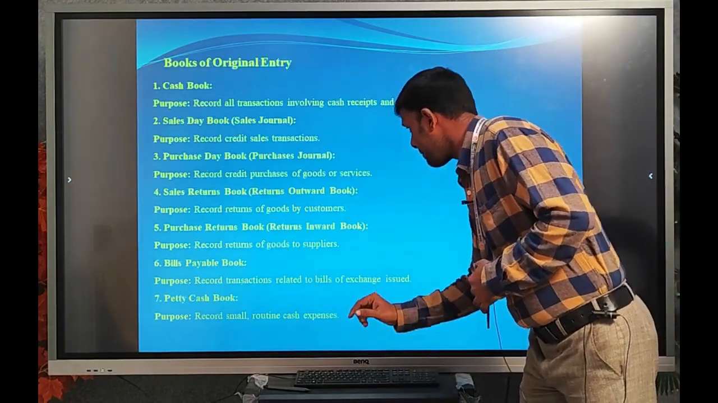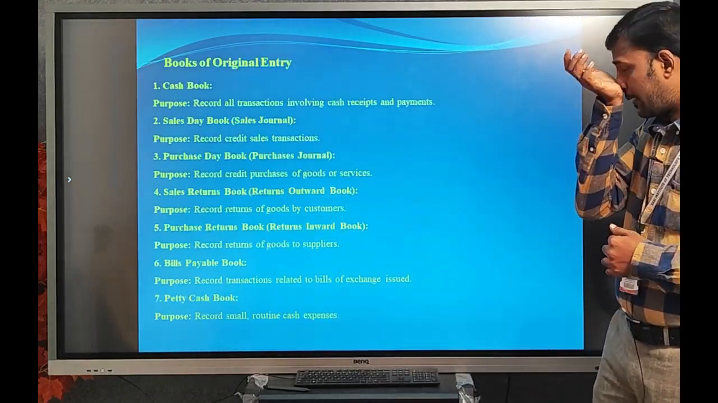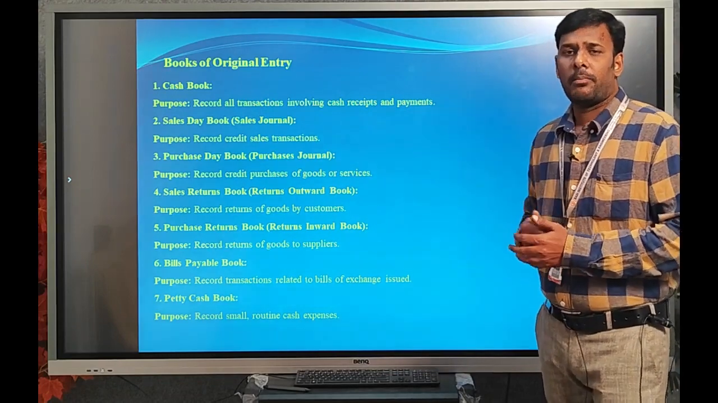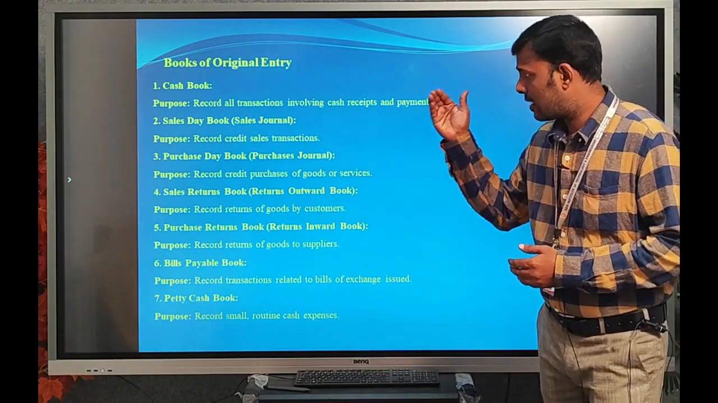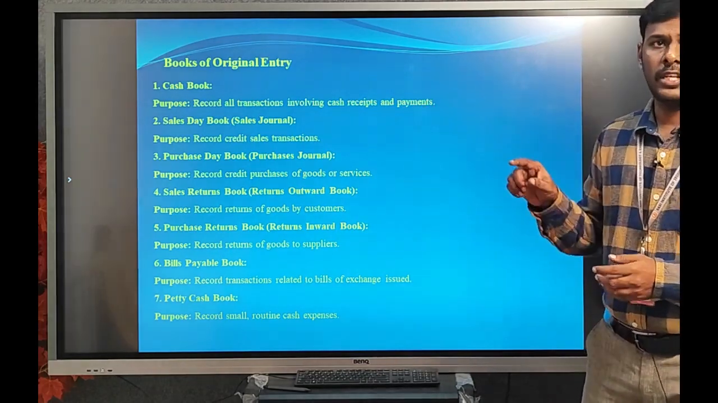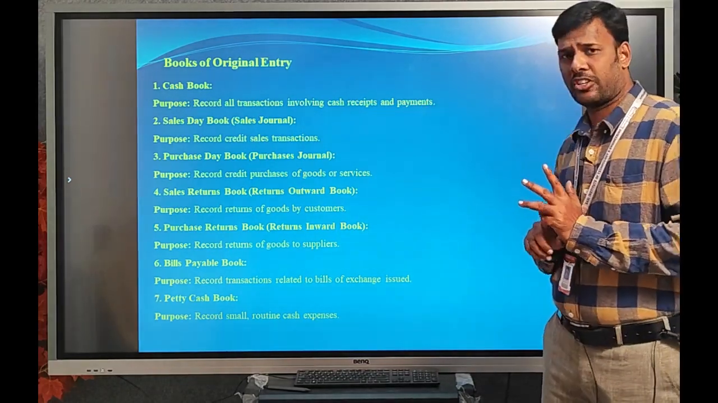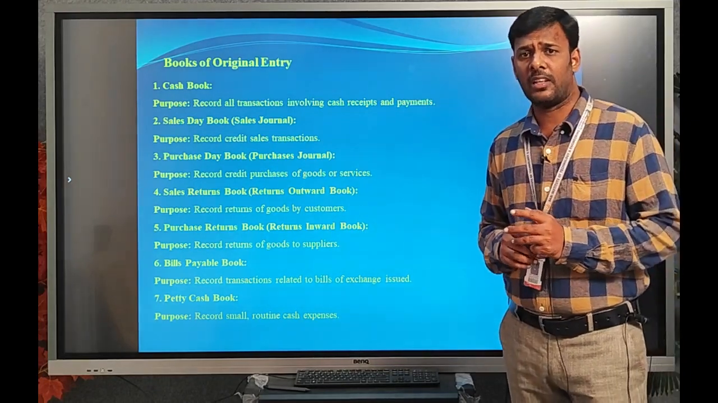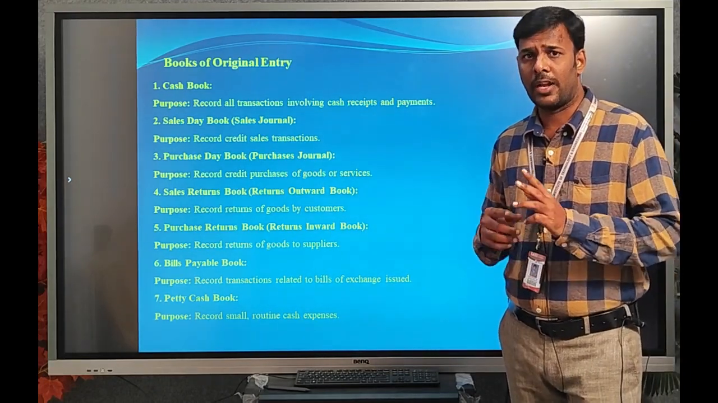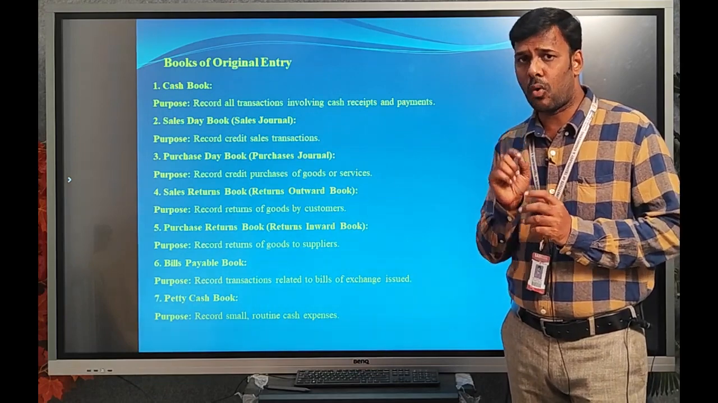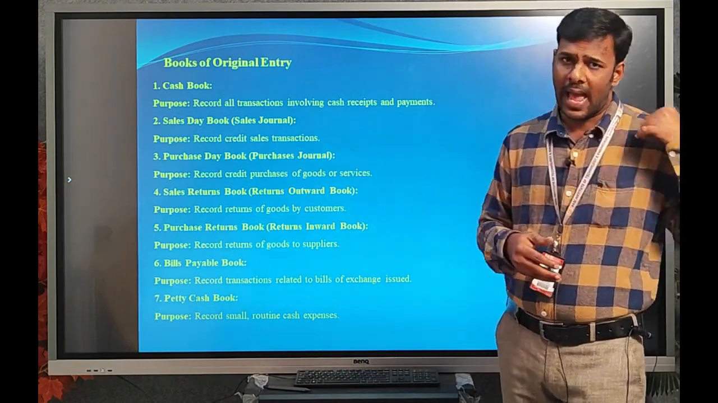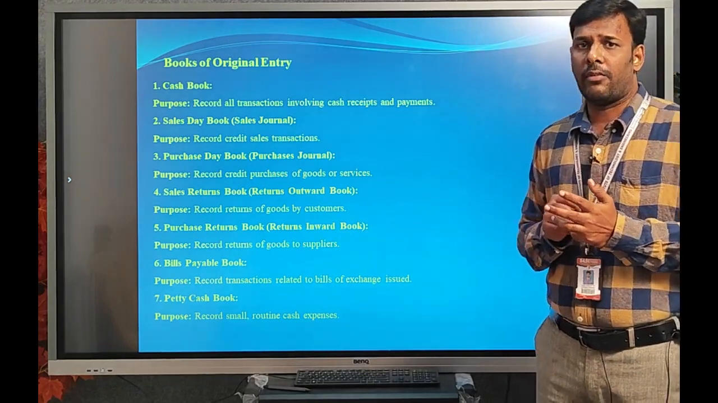Next one, books of original entry. Yes, there are some basic books we need to maintain in preparation of accounts. The first one is the cash book. In the cash book, we need to record all the cash transactions. And next one is the sales day book. There are a number of sales that may happen in the organization, and how much quantity of sales happened today, tomorrow, the day after tomorrow, and the previous day, everything will be recorded in the sales book.